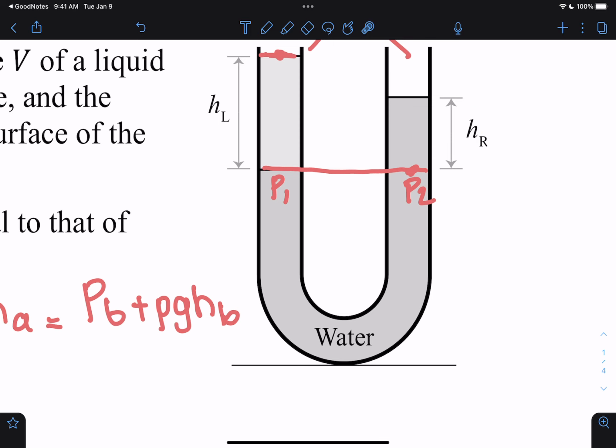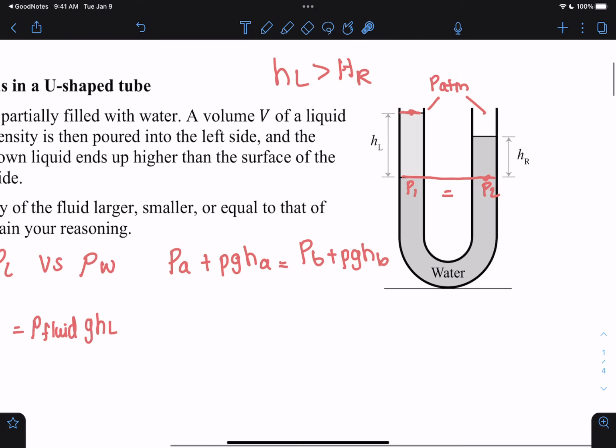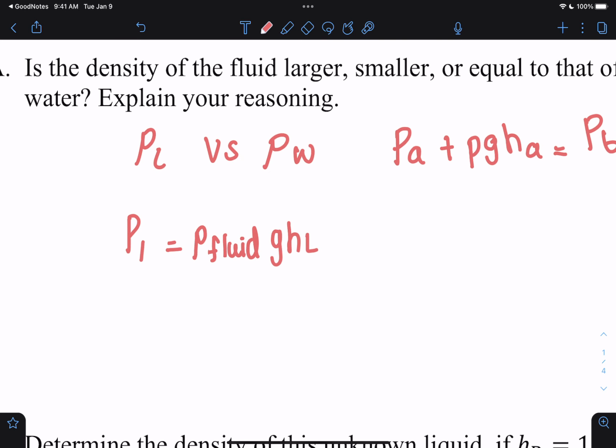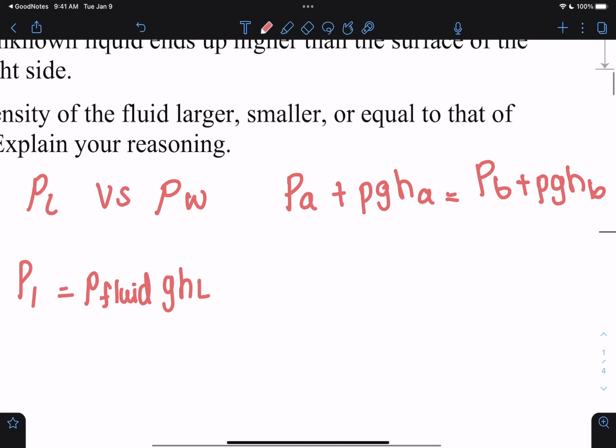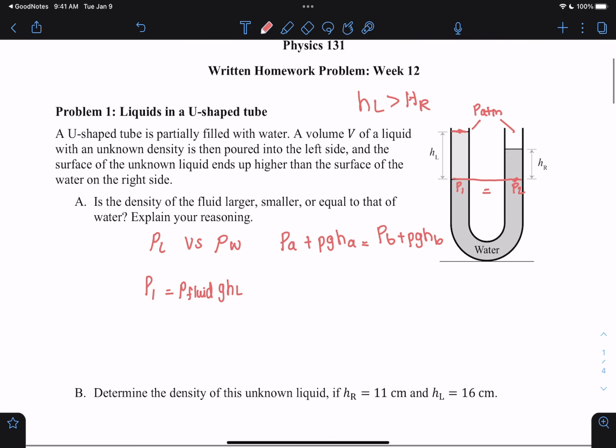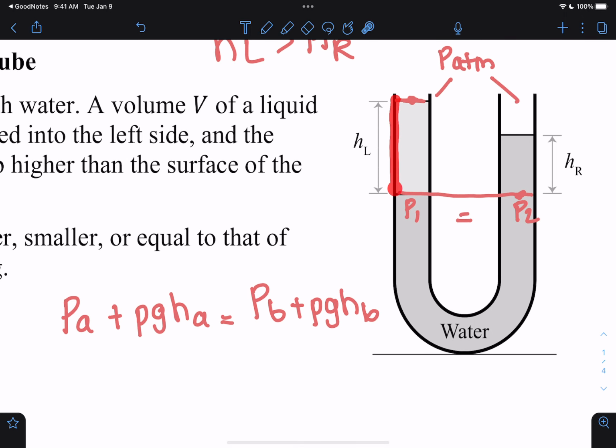So we have pressure at point 2 and pressure at point 1. We know that P1 is equal to P2 because they're at the same height. We know that for sure. Now, at P1, the pressure there is the density of the fluid times gravity times HL, which is just the distance or the height downwards like that.